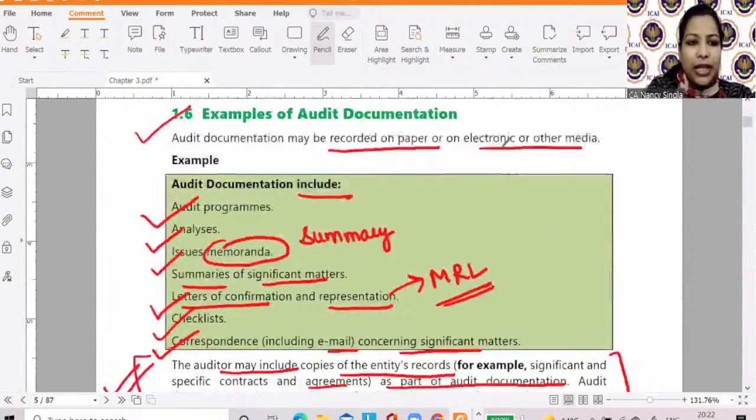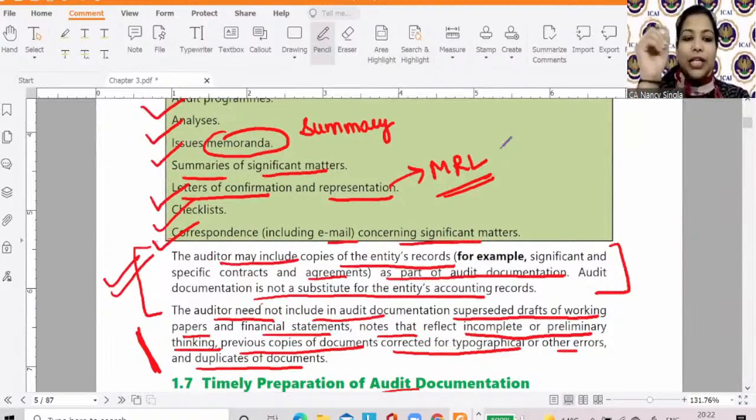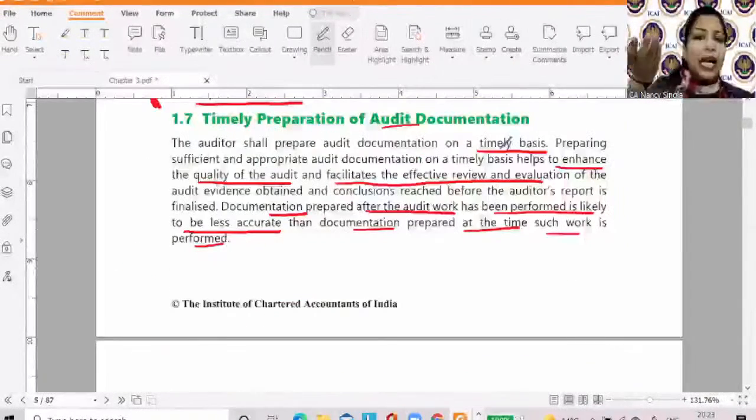So we have discussed this. What are the examples? It can be on paper and it can also be on your laptop, in electronic form. Everything which has been included in this green box, audit program, analysis, memoranda, summary, all these are audit documentation. But what is not audit documentation? Any superseded draft. Superseded is what? Which has been replaced by some other calculation, some other paper. For example, you made a calculation of depreciation, and now you have replaced it. It will enhance the quality, it will help in effective review, right? And if any documentation is maintained after the audit work, then chances are that it is going to be less accurate, okay?